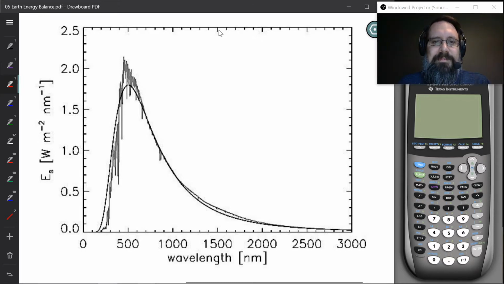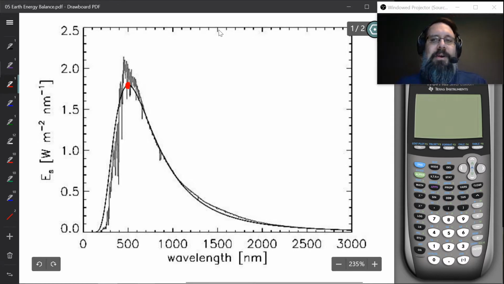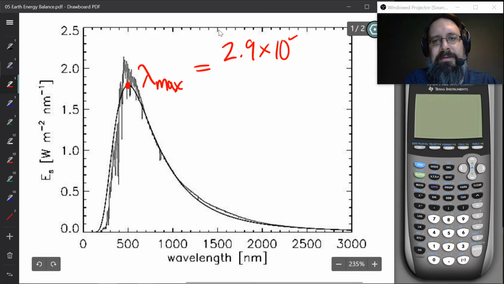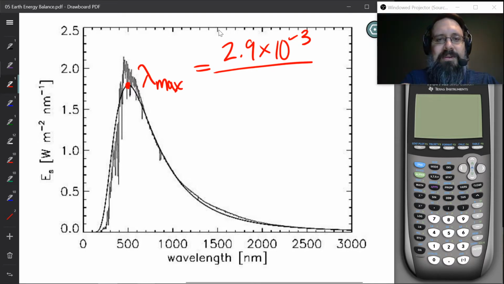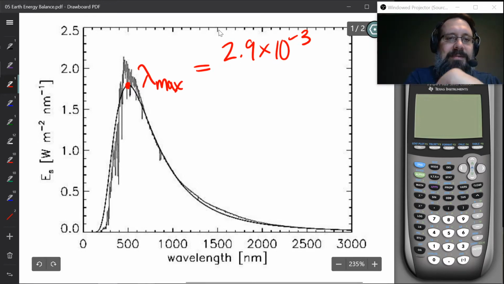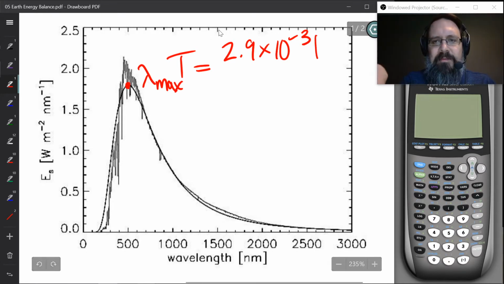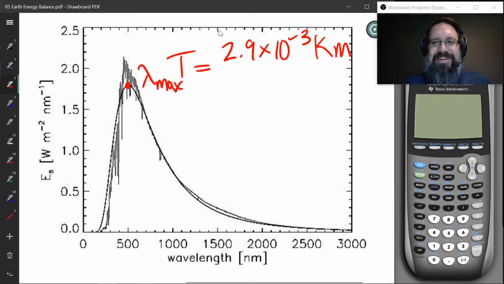Would we calculate the energy put out by the highest intensity wavelength? Yeah, there you go. We want to find the lambda max. Then we know that lambda max times T equals a constant number, which you probably don't remember: 2.9 times 10 to the negative 3. It's the maximum wavelength times the temperature of the object equals this constant value. That's in Kelvin meters.